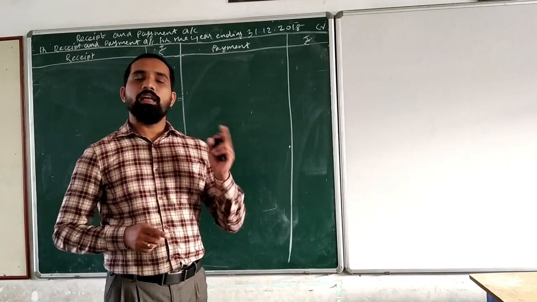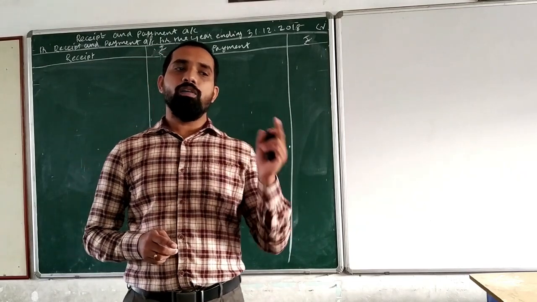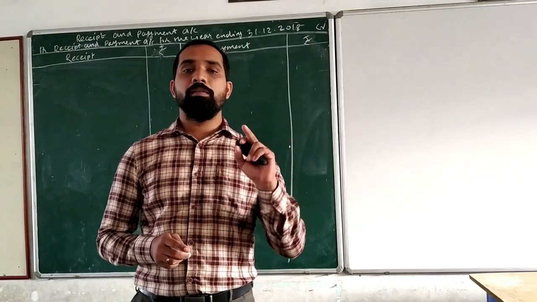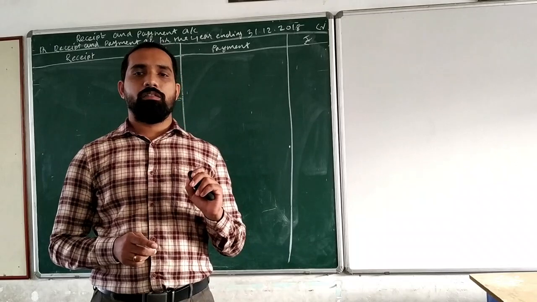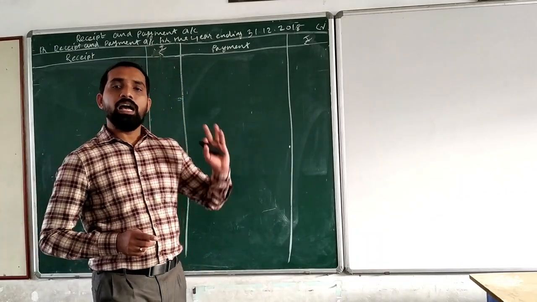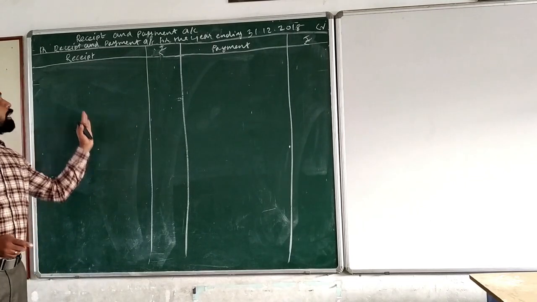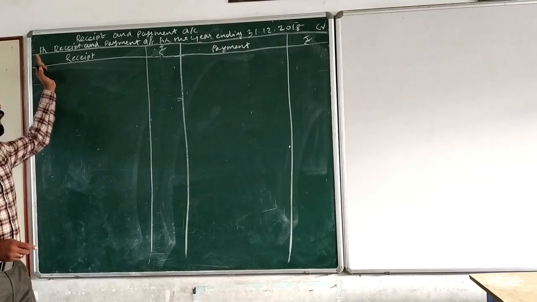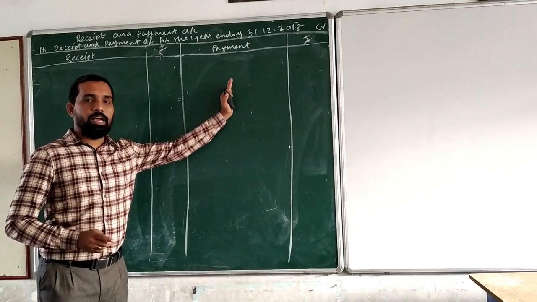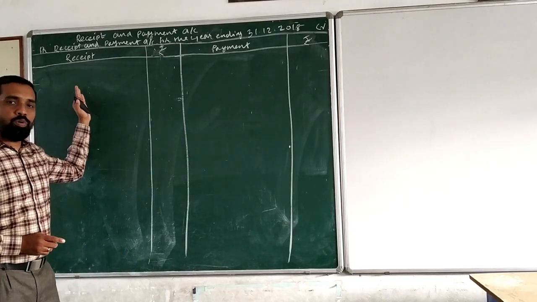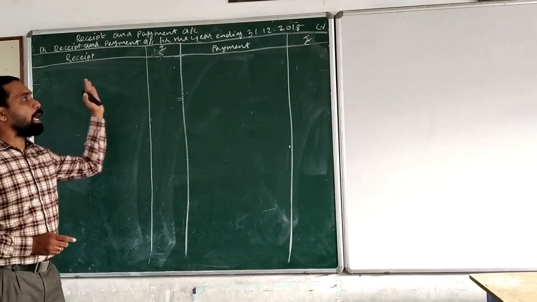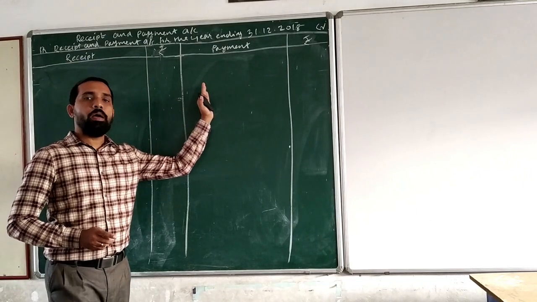Let us start. How to prepare receipts and payments account. We know that receipts and payments account has two sides, the debit side and the credit side. The debit side shows receipts and the credit side shows payments.